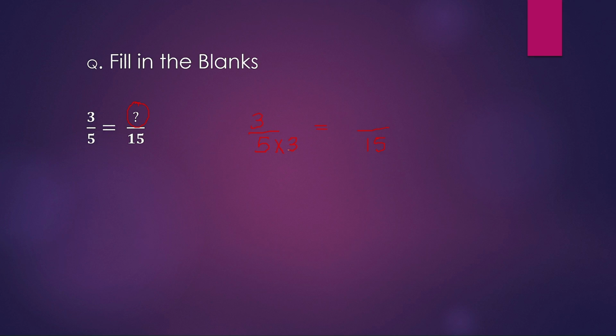Now, till now we have learned that we always need to multiply the numerator and the denominator by the same number. If the denominator is multiplied by 3, then the numerator has to be multiplied by 3. So, what is 3 times 3? 3 times 3 is 9. So, we have found our missing numerator of the fraction, which is 9. So, the new fraction is 9 by 15.